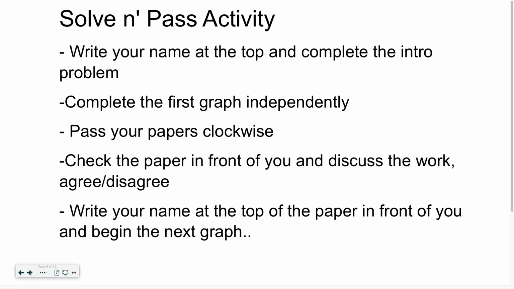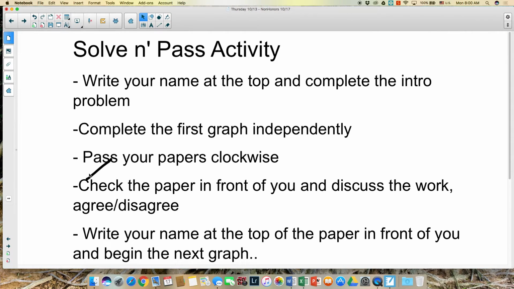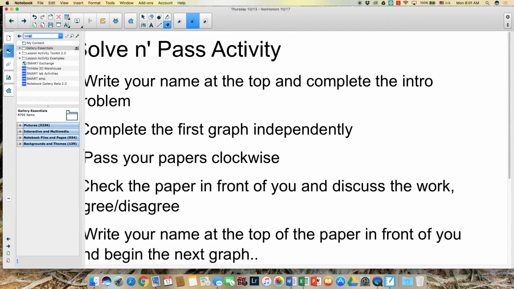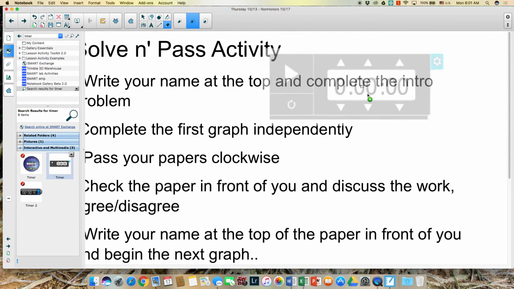Okay, so do not go ahead because after you finish that first graph, we're going to give you a couple minutes to do it. What you're going to do is pass your paper clockwise. Everyone knows which way is clockwise? Okay, so you're going to pass your paper clockwise, and then you're going to discuss as a group if you agree, disagree, if you all got the same things, different things, how you feel about what your partner might have gotten, and we're going to give you about a minute to do that.